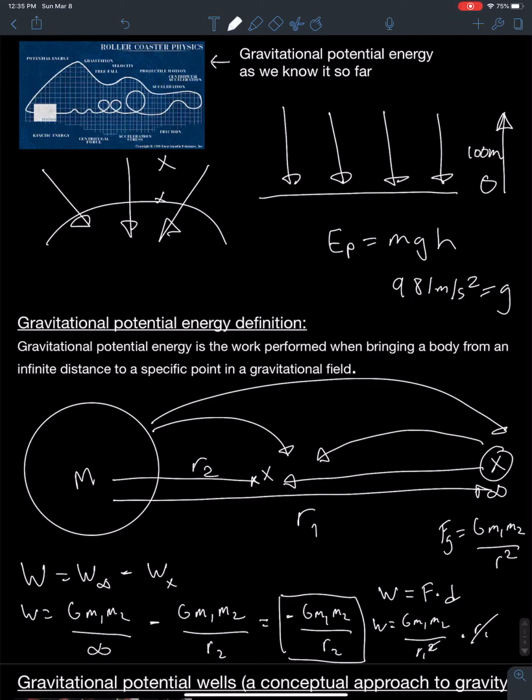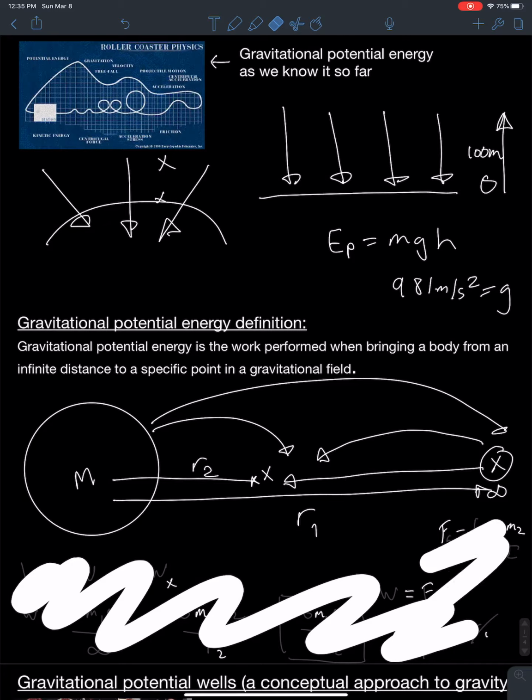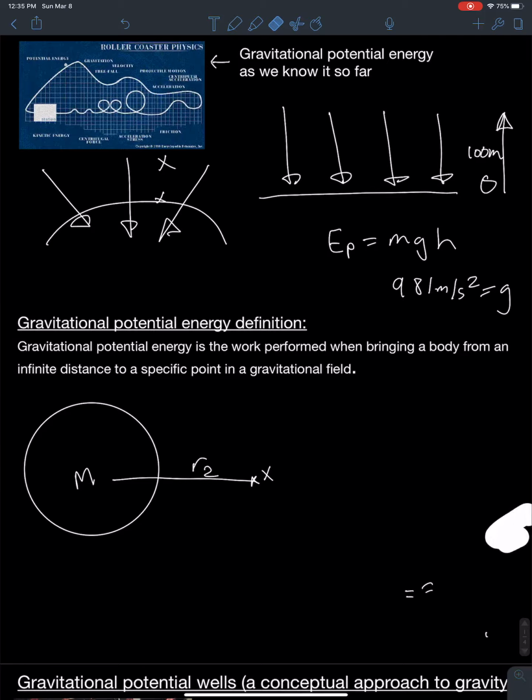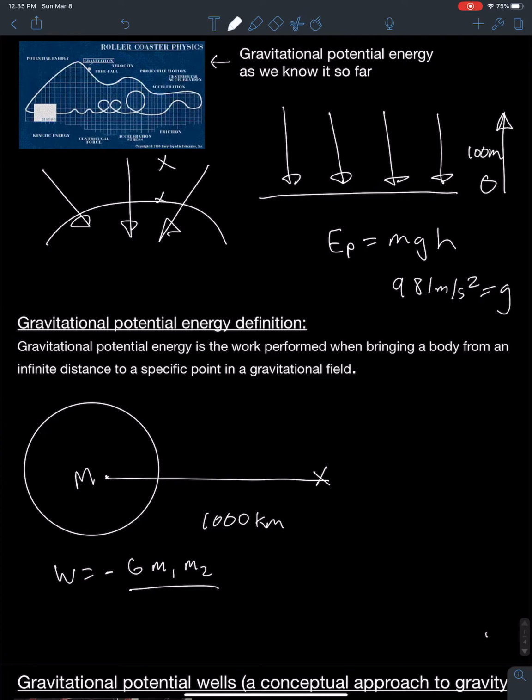So for example, here, I'm just going to erase all this stuff and we'll just do a simple calculation. Okay, I'm going to erase these lines too, just to make it clear. All right, let's just see how much work I would have to do to bring an object to, let's say, 1,000 kilometers away from the Earth. Okay, so work is equal to negative G m1 m2 over r.